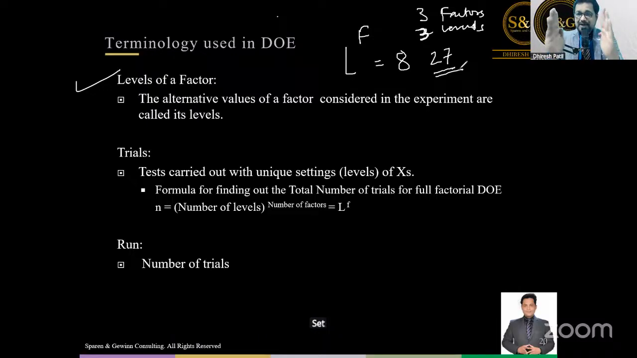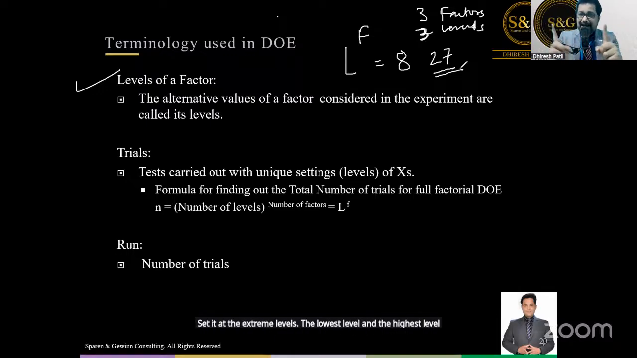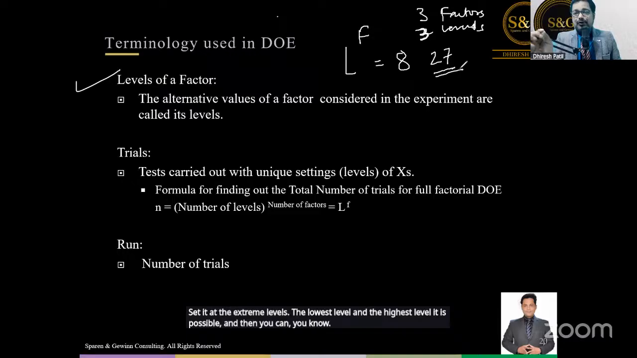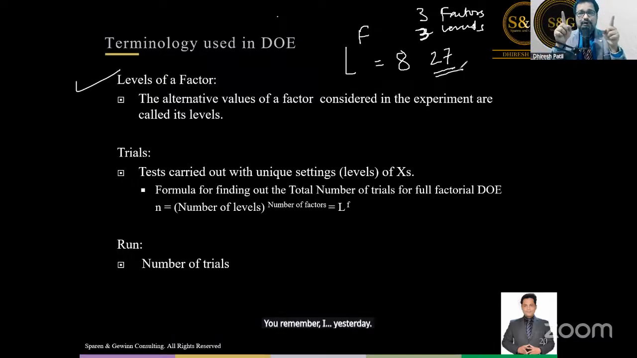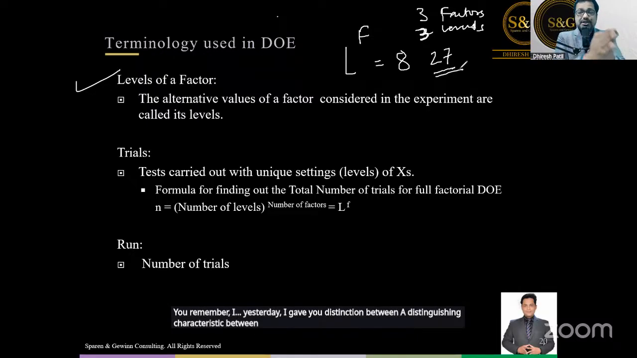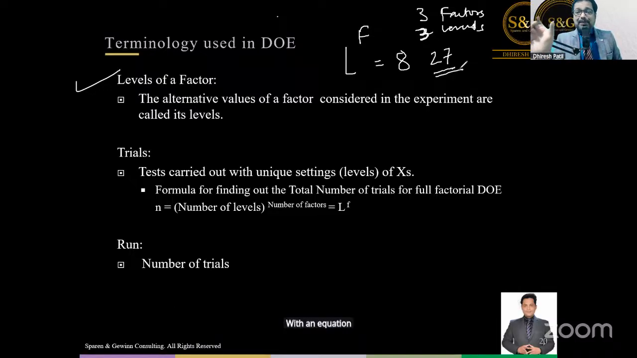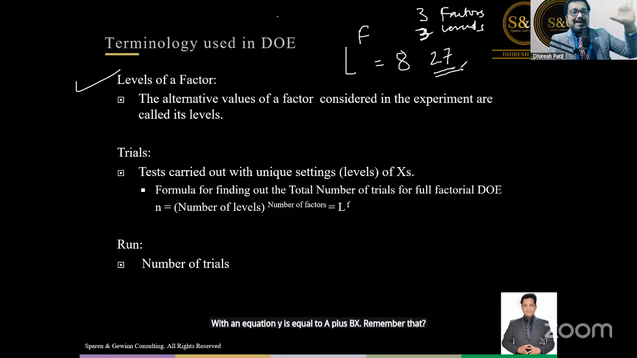So the best way is to set it on the extreme levels, because in between you can easily predict the values. Set it at the lowest level and the highest level possible, and then you can experiment with the regression analysis. You remember, yesterday I gave you the distinguishing characteristic between correlation and regression, where I mentioned that predicting the value of y with the value of x is called regression, with the equation y = a + bx. Remember that? Just give me yes in the chat box.